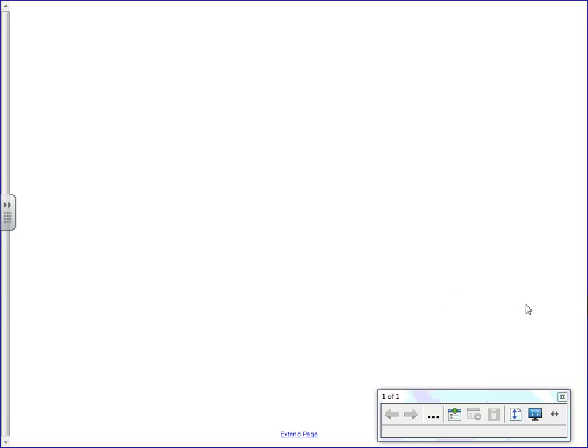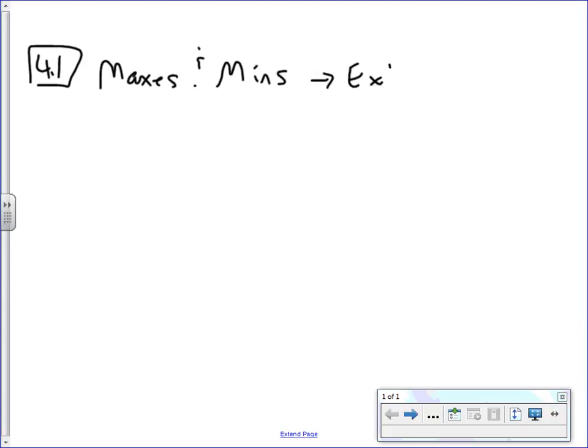Okay, ladies, I'm going to give you some notes on section 4.1, so we can try to get caught back up on the syllabus. 4.1, maxes and mins, also known as extreme values, also known as extrema. Sounds like a disease.